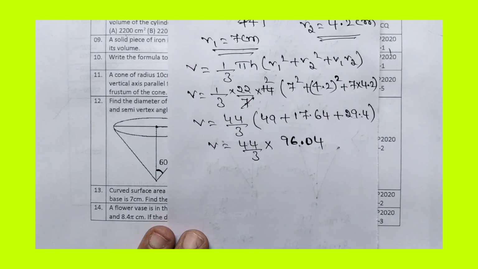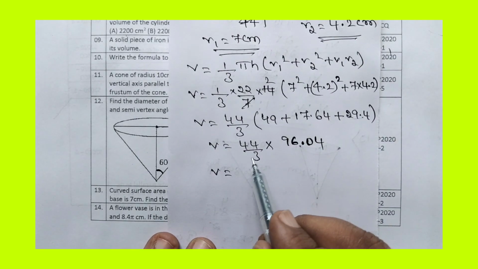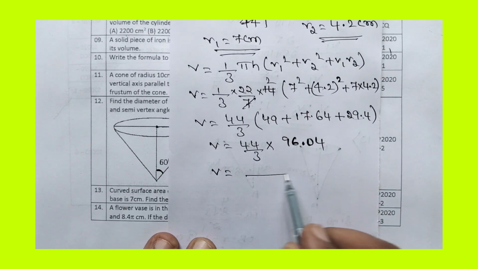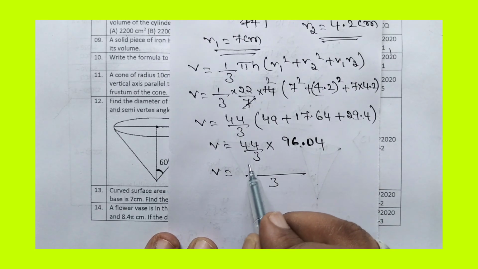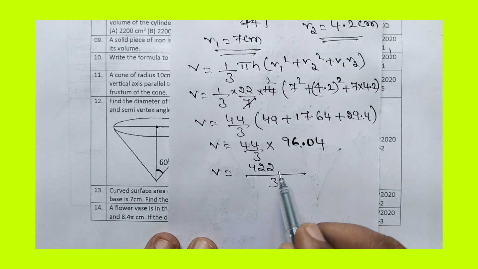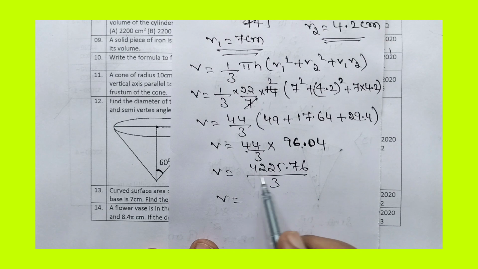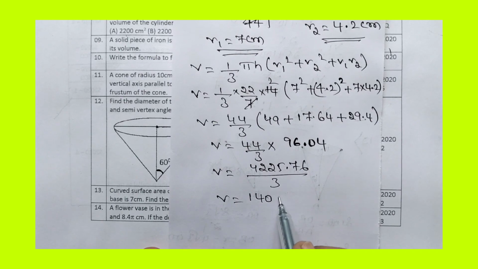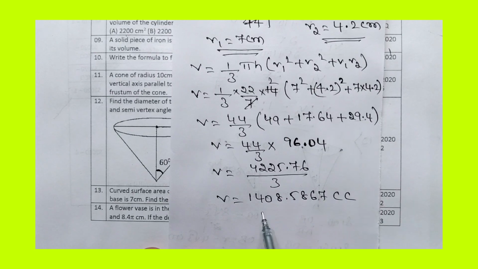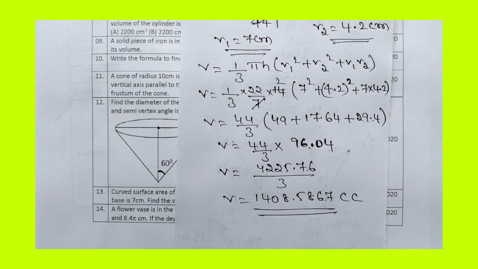So volume is equal to, let us multiply these two, divided by 3, so that is 4225.76. So volume is equal to, if you divide 4225.76 by 3, we will get 1408.5867 cc. So this is the volume, this much volume of soil the vase can hold.